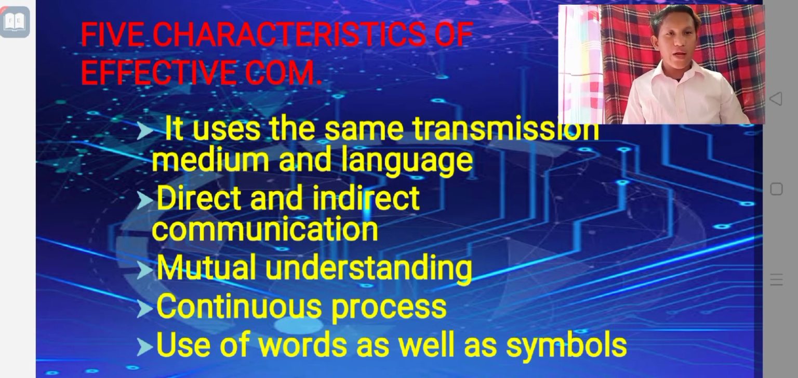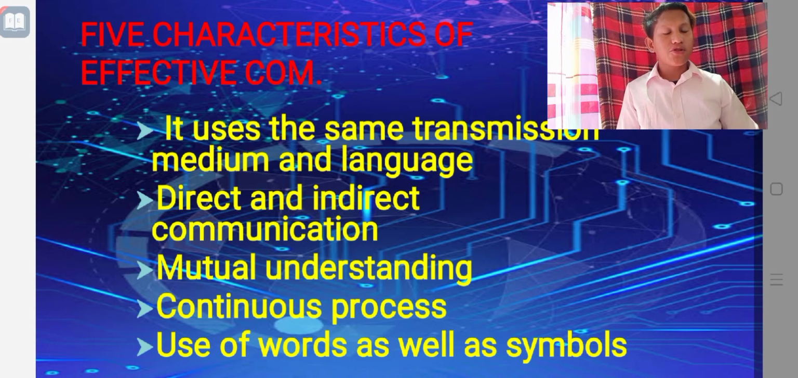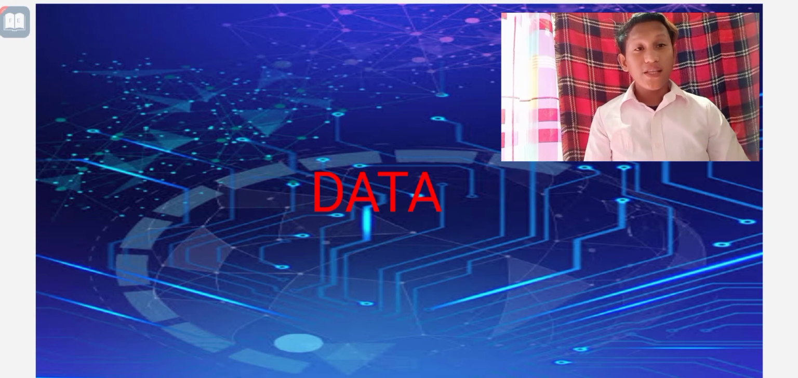Next is a continuous process. It means you have no interruption with your meeting. That is a continuous process. And the last is the use of words as well as symbols. For example, if your receiver is a mute person, then you must use sign language for her to understand you. Even if your receiver is a foreigner, then you should use the universal language, which is English.